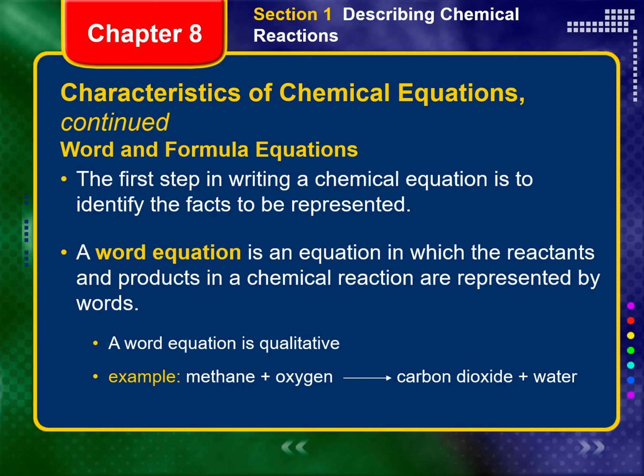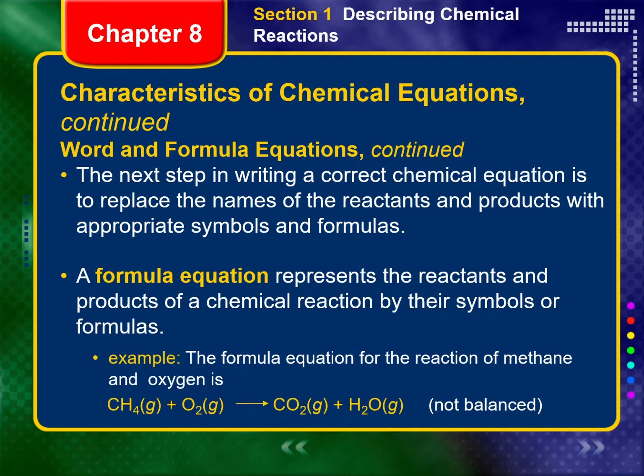The arrow is read as "react to yield" or "yield." Also, it can be read as "produces" or "forms." So the equation on the screen is read: methane and oxygen react to yield carbon dioxide and water. Or simply, methane and oxygen yield carbon dioxide and water.